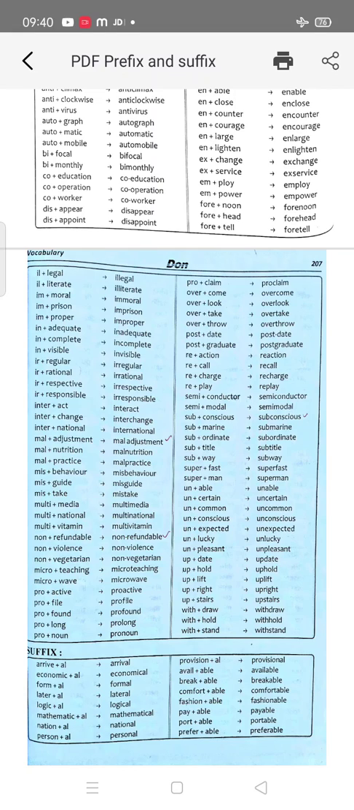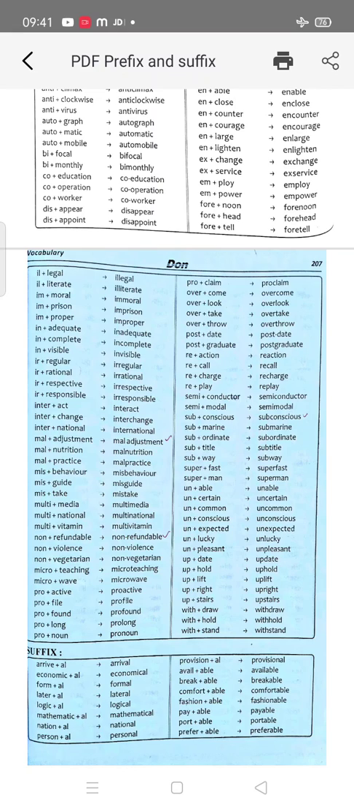Common, uncommon. When you add un before common, it will become uncommon. Conscious, unconscious. Expected, unexpected. Lucky, unlucky. When you add un before lucky, it will become unlucky. Pleasant, unpleasant. Date, update.